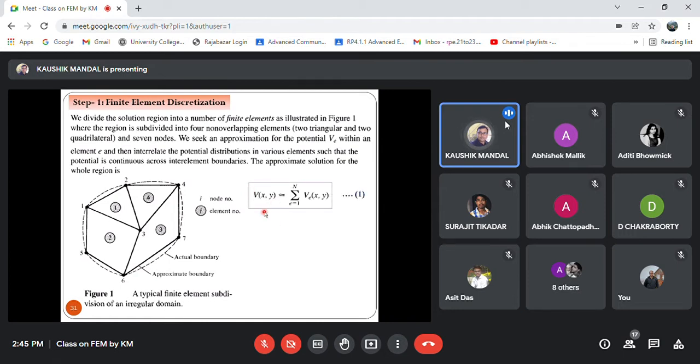Now the question is how we can, once we approximate the potential of a particular element, that is by VE of xy, where E is representing the number of elements, that is, for example, 1 to n, find the total potential, that is V of xy. That will be approximately equal to the summation of VE of xy over E equal to 1 to n.